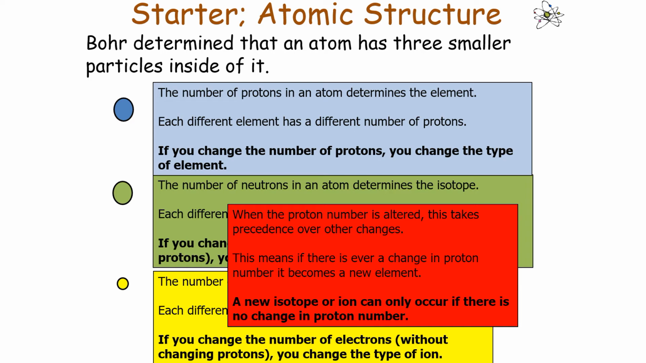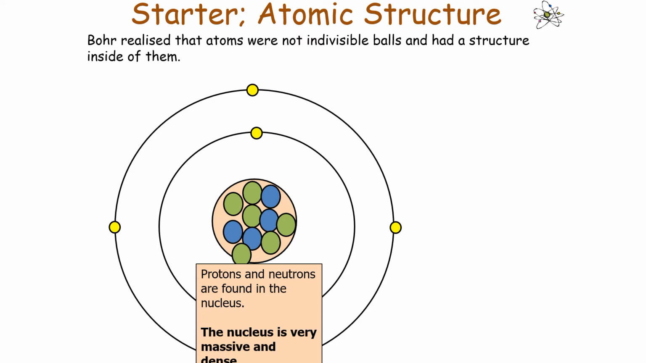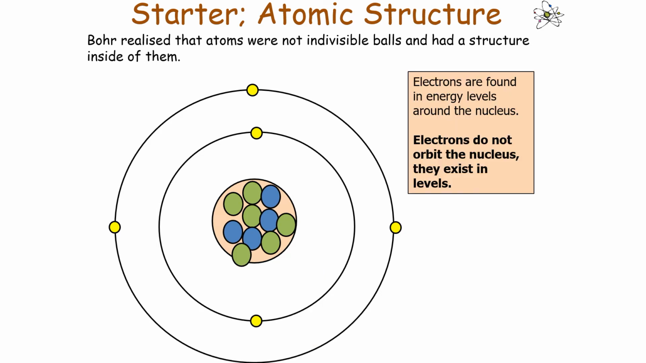This means that if there's ever a change in the proton number, it becomes a new element. A new isotope or ion can only occur if there's no change in proton number. So it was realized that protons and neutrons are found in the nucleus, which is very massive and dense, and the electrons are found in different energy levels around the nucleus.